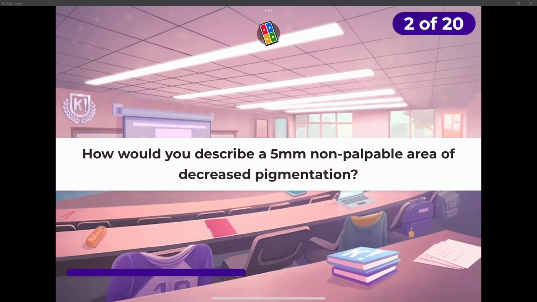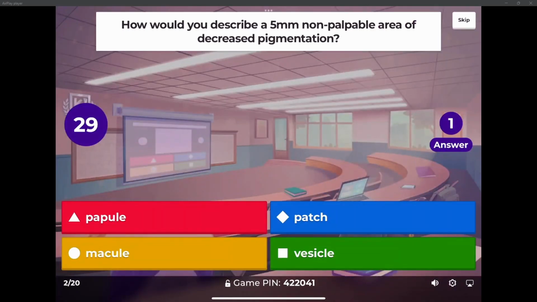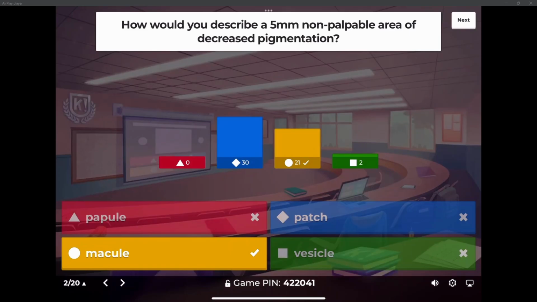Okay, how would you describe a 5 millimeter size non-palpable area of decreased pigmentation? So when you're studying all those images, make sure you know the small version and the larger version. Make sure you know what the cutoff is. Most of them are 1 centimeters in size. So this one is a macule. The patch is the bigger version of the macule.